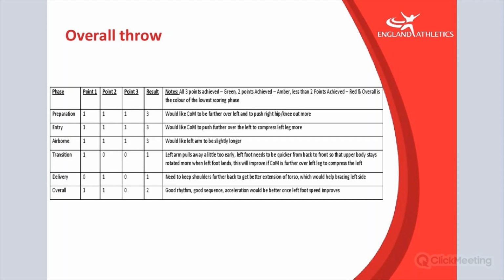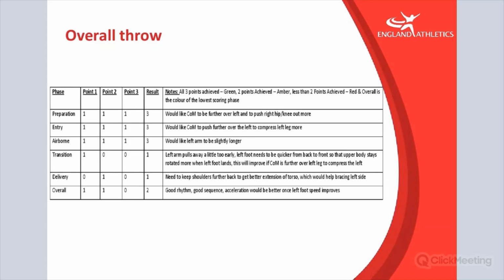So in the preparation phase, point 1, point 2, point 3 are the three components that we're looking for. Now I've put a 1 down for each component, which means she achieved what we were looking for in that framework. I can also put comments in after that, so you'll see that the result was 3, so she got the 3 points correct. And then my comment for her would be, I'd like the center of mass slightly further over her left, and to try and push the right knee hip out a little bit more.